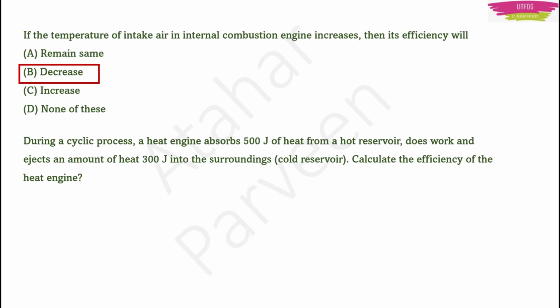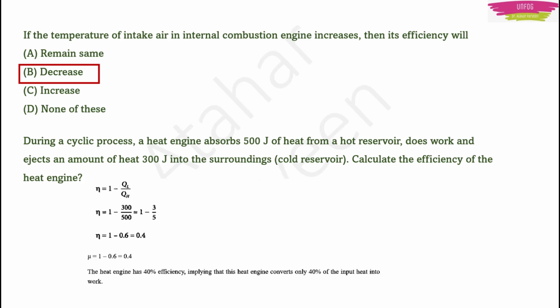For a heat engine, efficiency is equal to 1 minus Q2 upon Q1, right? This Q2 will be low. Q1 will be high. Whatever is low, you put it in the numerator. Whatever is high, you put it in the denominator. Here it is 300 for numerator. For denominator, it will be 500. 1 minus 300 by 500 will be 1 minus 3 by 5. 3 by 5 is nothing but 0.6, so the efficiency will be equal to 0.4.